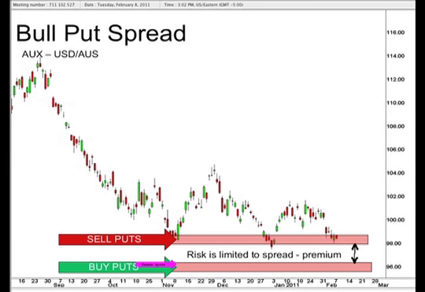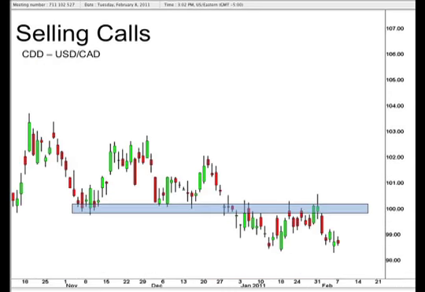Now, we can also use the same observations with respect to selling calls. So here I'm taking a look at the CDD, which is of course the U.S. dollar versus the Canadian dollar, and my observation is that we can see there's a resistance level at that 100 point. So the rationale here is that I can sell call options and collect a premium, and as long as the pair value remains below 100, which we can see clearly that it has over the last couple of months not been able to break that level, then I'm going to be able to generate some cash flow as those call options expire worthless.